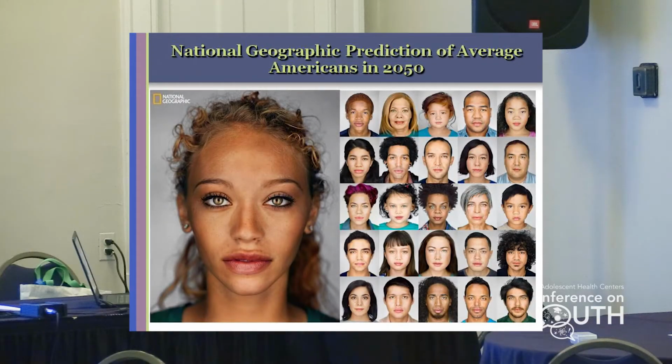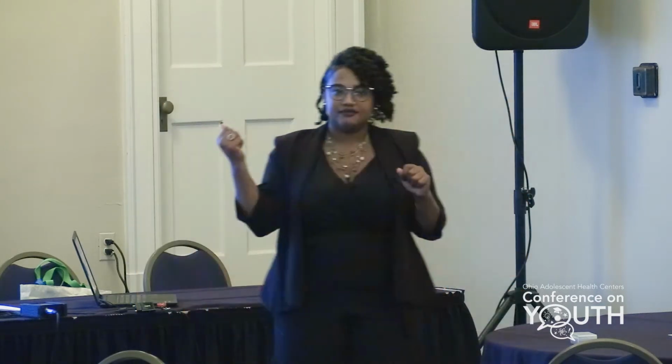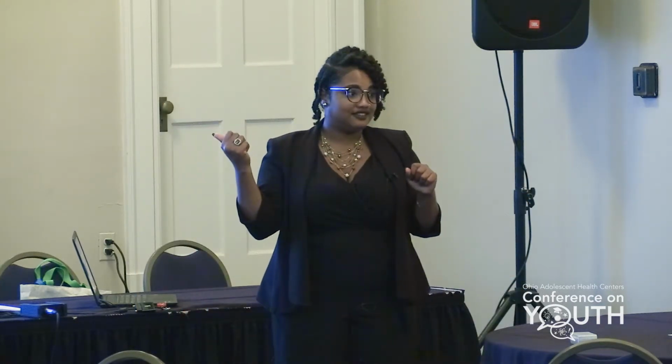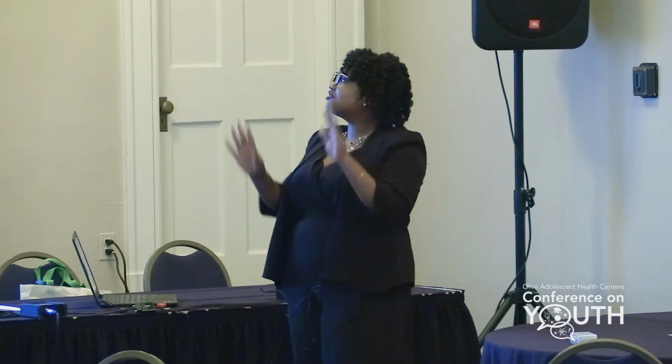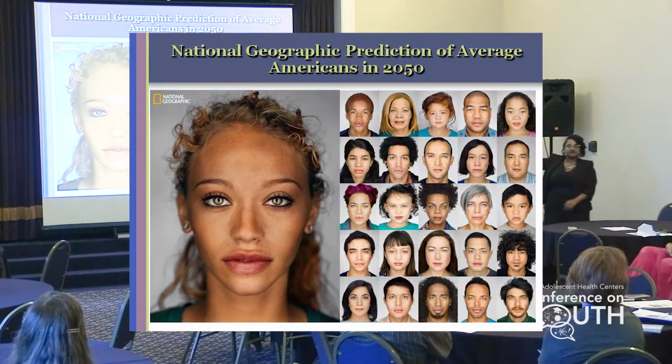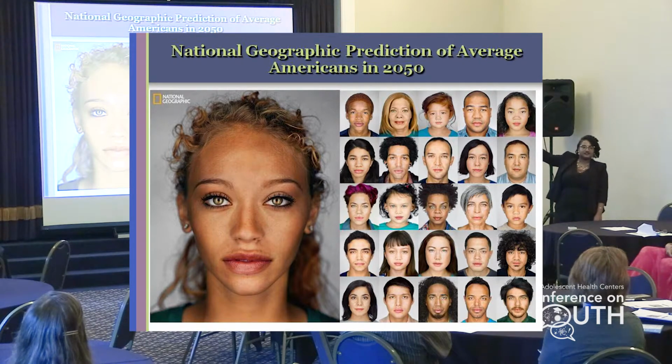So National Geographic put out predictions for what the average American will look like. Minority nation. Has anyone ever seen this? Nobody's ever seen it? Nobody? Oh, I was going to say, that's so surprising. At least we usually have one or two people. You know what it makes me think? Racially ambiguous, right?